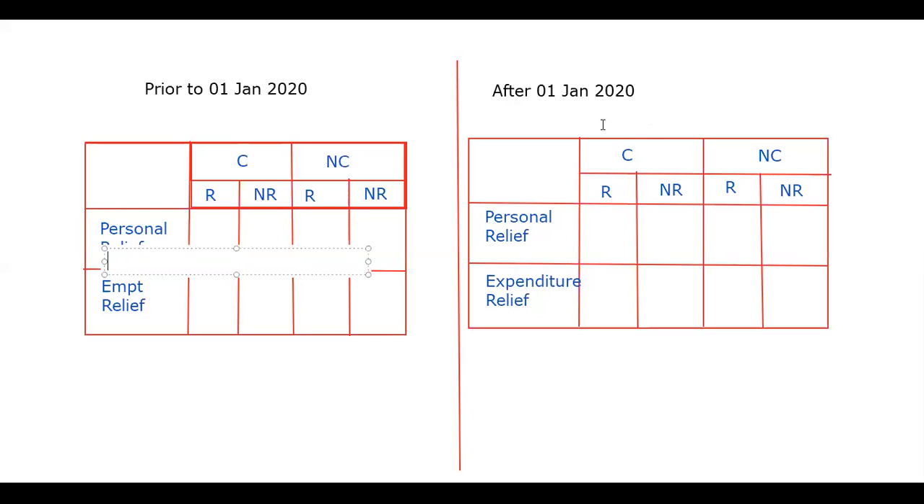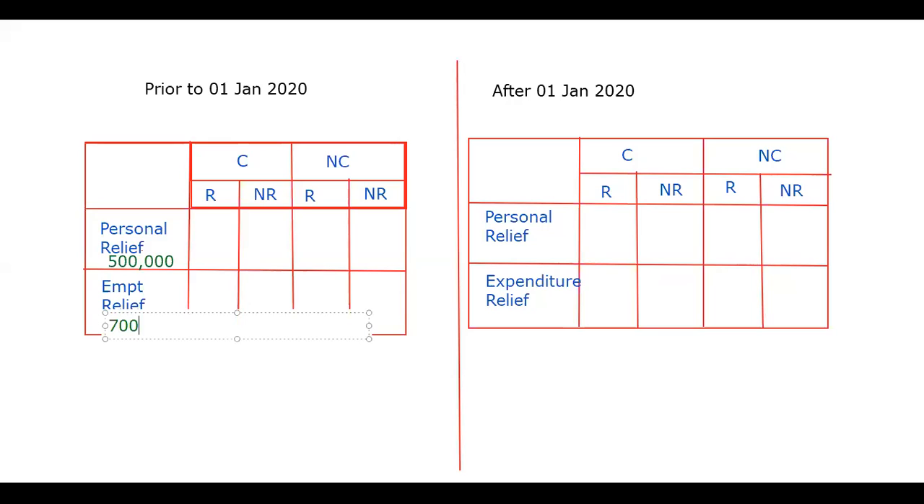Yes, you are correct. Here we have 500,000. Previously we had 500,000 personal relief and the employment relief 700,000. Right? And here the personal relief is how much?